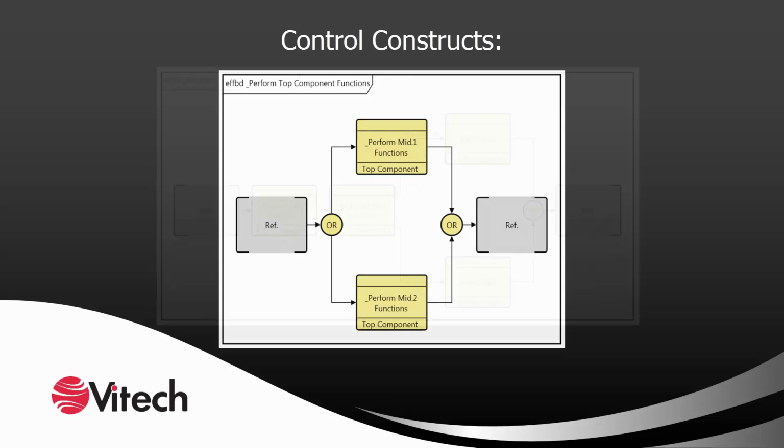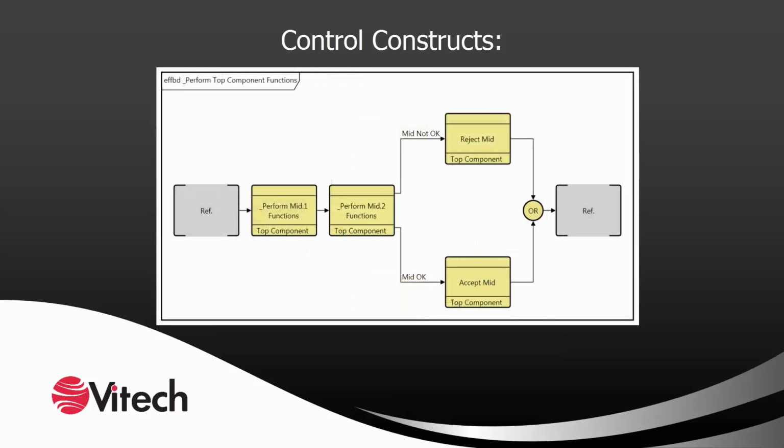A multi-exit construct, also known as exit condition, is a construct where multiple branches exit from a function and rejoin at an OR node. This operates similarly to an OR construct where only one of the branches is executed. When an exit node is encountered, the rest of the diagram is skipped and execution will move to the sync reference block.